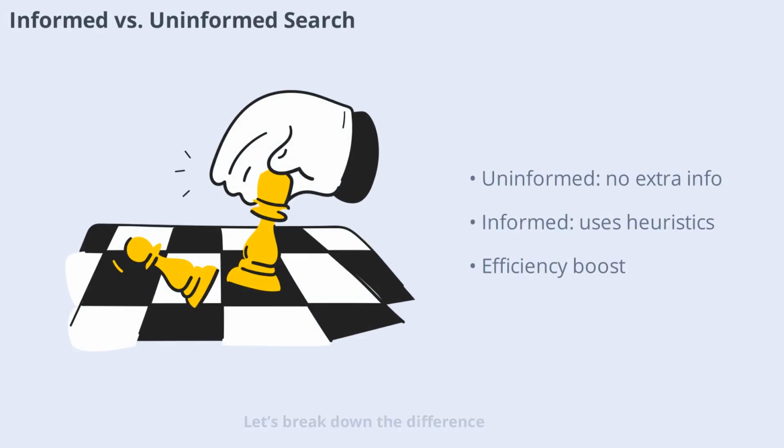Let's break down the difference between informed and uninformed search strategies. Uninformed search, sometimes called blind search, explores the state space without any extra information about the goal's location. In contrast, informed search uses heuristics, educated guesses, to prioritize which paths to explore first. This can make the search much more efficient, especially in large or complex state spaces.